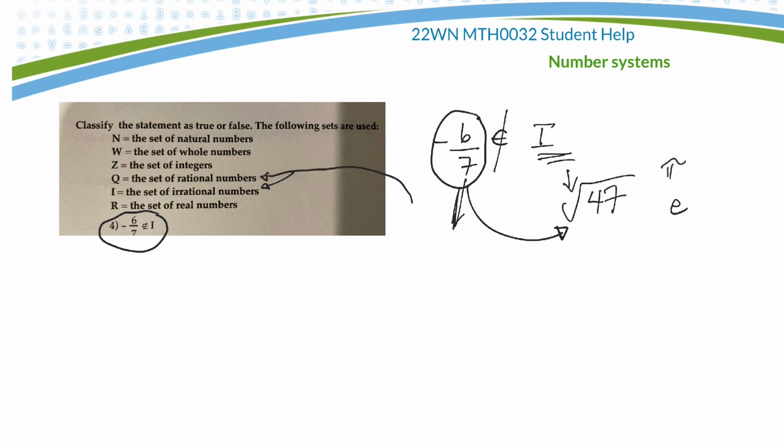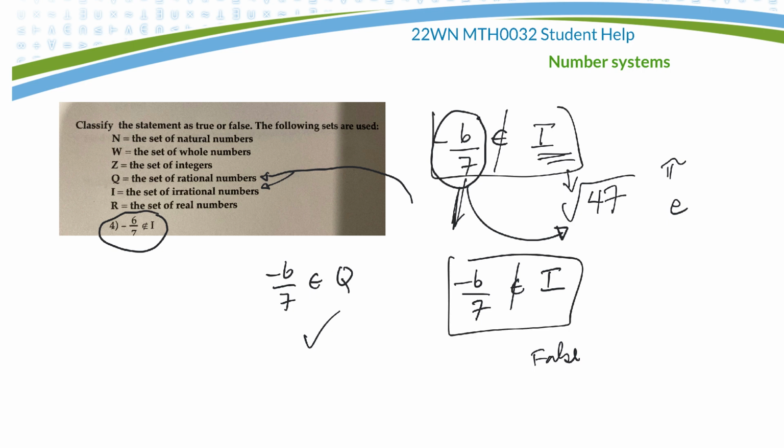It would be Q. So I could say minus 6/7 is an element of the rational numbers. That would be a true statement. But if I said minus 6/7 is an element of the irrational numbers, that would be false. But they said is not an element. So that statement there, this one, would be true.